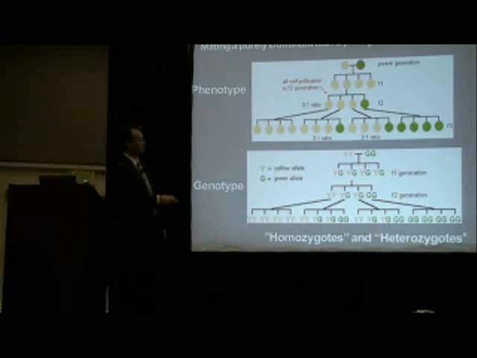So how do you express green? You have to have 2 genes, 2 green alleles, for the thing to be green, right? All these have 2 greens, and so those are green. Otherwise, if it has even 1 yellow, it's going to be yellow.